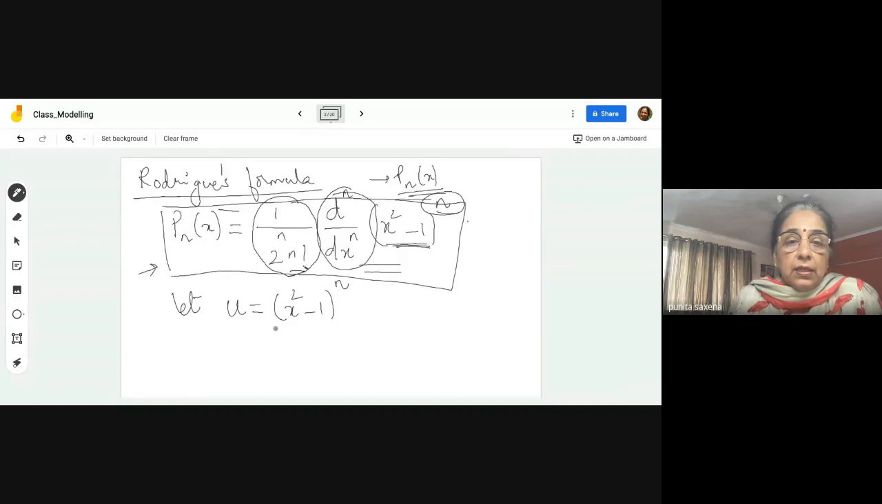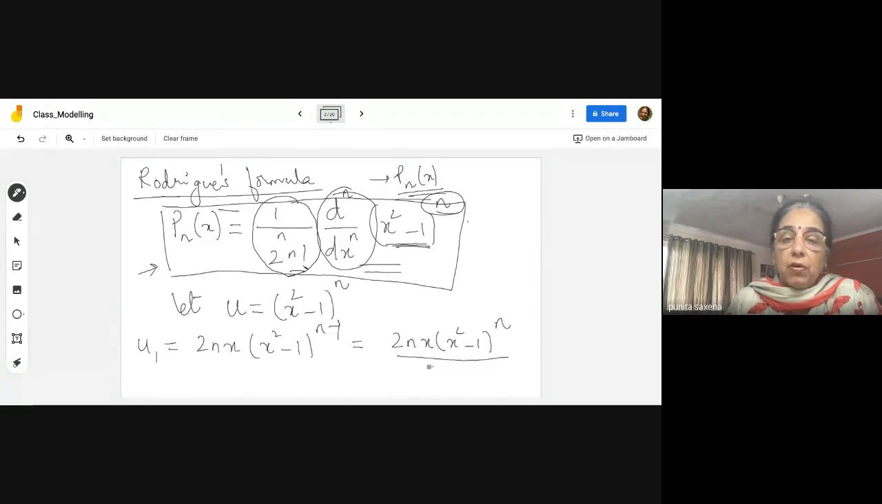Then by simple differentiation, u1, the first derivative, is going to be 2nx (x squared minus 1) to the power n minus 1. Is that right? Which I can write as 2nx (x squared minus 1) to the power n upon x squared minus 1. Mind you, plus minus 1 are still the singular points of your differential equation. So basically your u1 is nothing but 2nxu upon x squared minus 1.